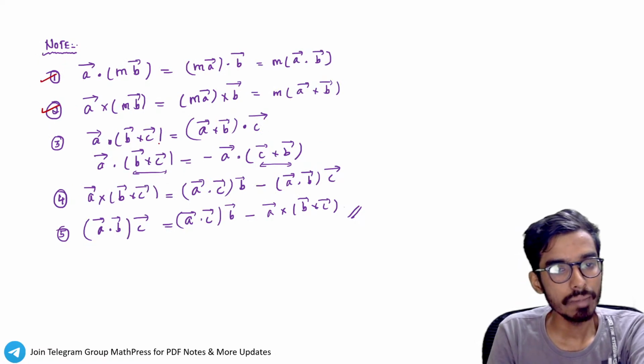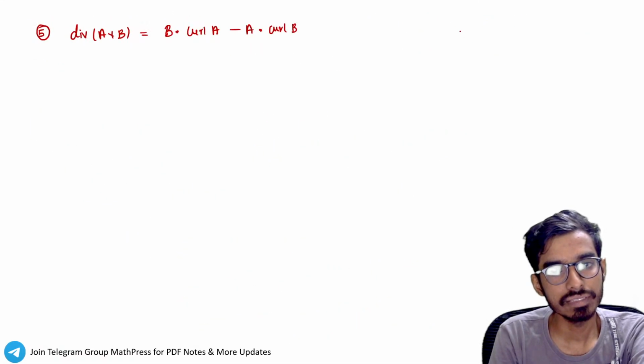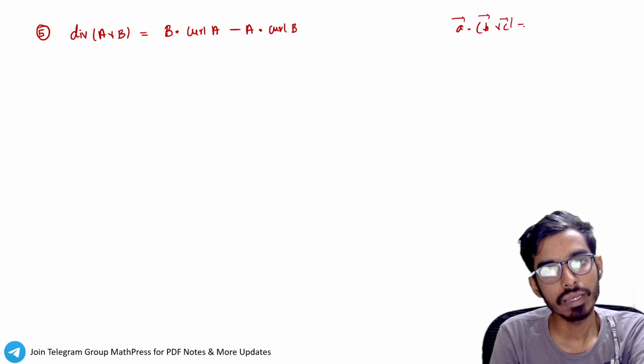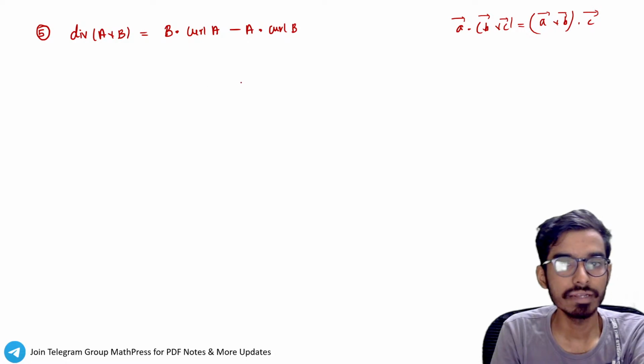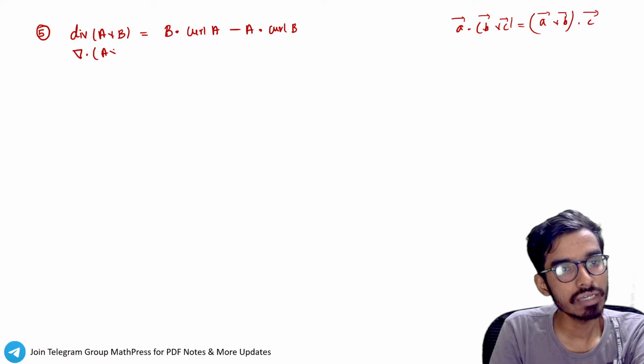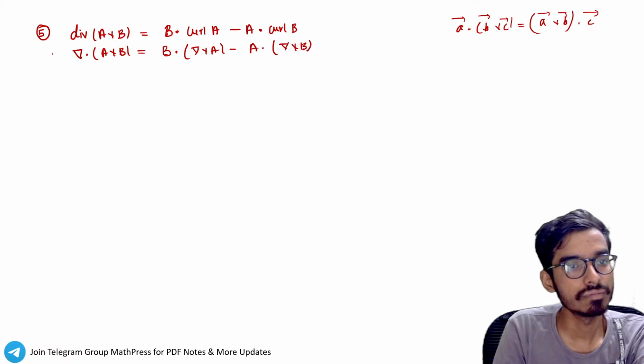So A dot B cross C is the same as A cross B dot C, and whenever you need to shift B and C, you need to multiply by minus. That you know. So we need to prove that divergence of A cross B is B into curl of A minus A into curl of B. This is what we need to prove, right?